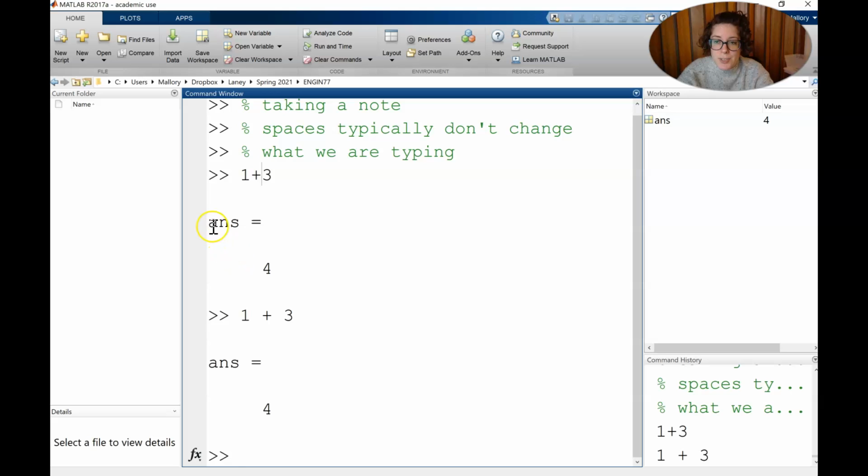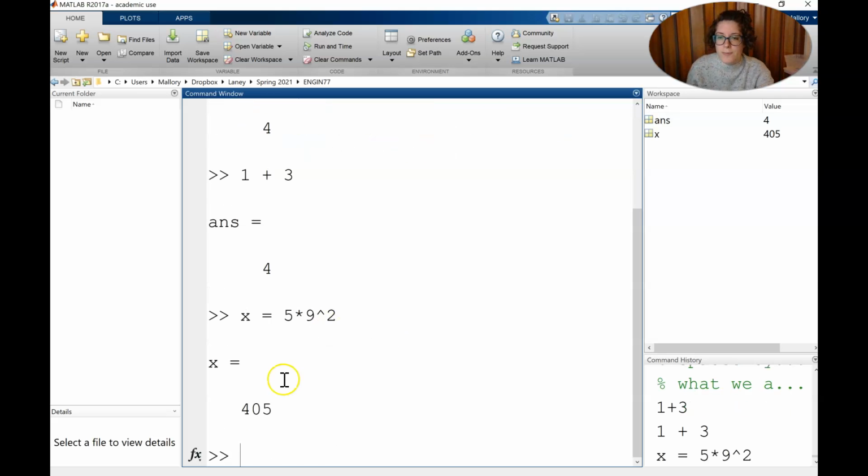Here we've just done some simple arithmetic. If instead of storing our answer in ANS we want to store our answer in a variable, we can type the name of that variable, let's say x, and then what we want to store in x. x equals 5 times 9 squared, which is 405. And now we see that 405 is stored in x.